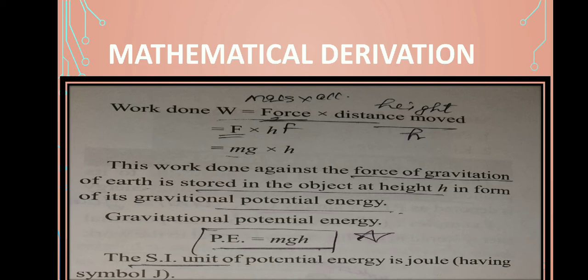m is the mass of the object, g is the acceleration due to gravity, and h is the height of the object. The SI unit of potential energy is joule. That is same for energy.